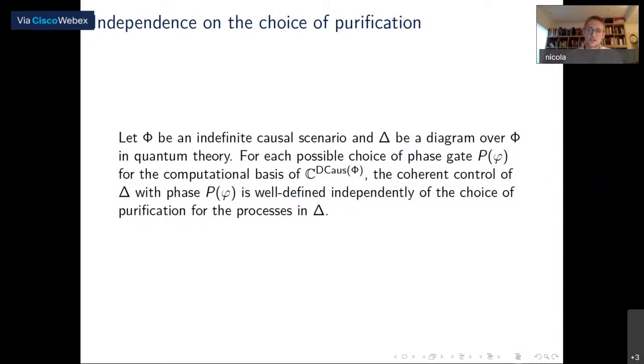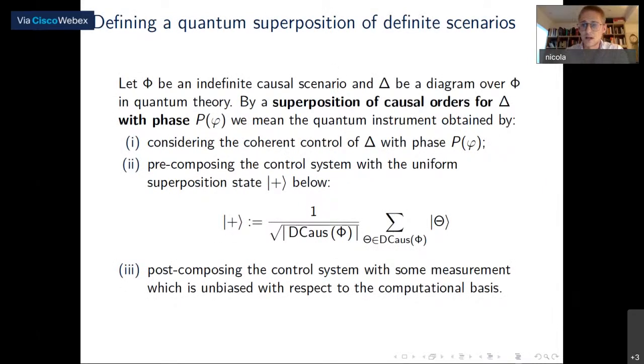But what is then a superposition of causal order? We can immediately read out what a superposition of causal order is. Given an indefinite causal scenario and a diagram over it, by a superposition of causal order with a given phase, we mean the quantum instrument obtained by considering the coherent control, constructed in the way I described earlier for general indefinite causal scenarios, and then precomposing the control system with the uniform superposition state given below. Recall that for every map associated to a definite causal order, there is an element in the orthonormal basis which refers to it. And then we post-compose the control system with some measurement unbiased with respect to this basis.